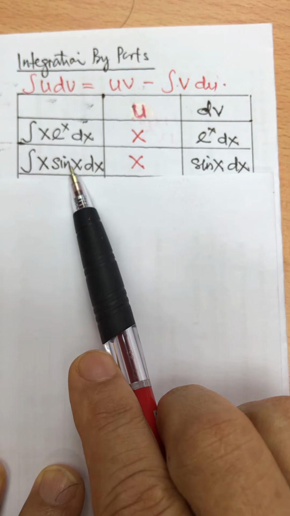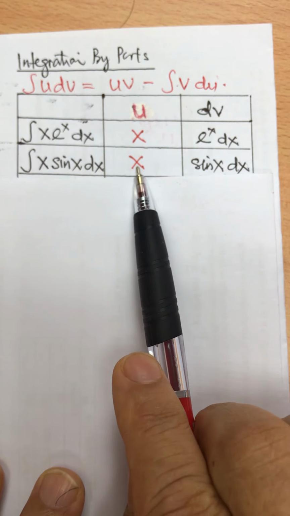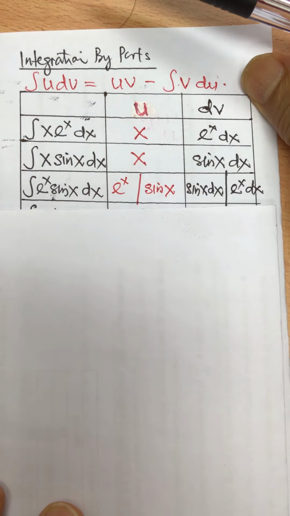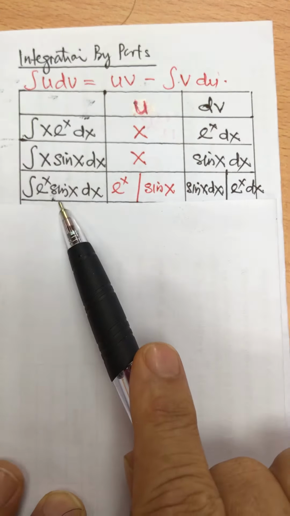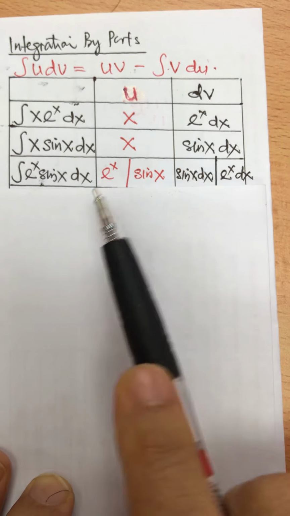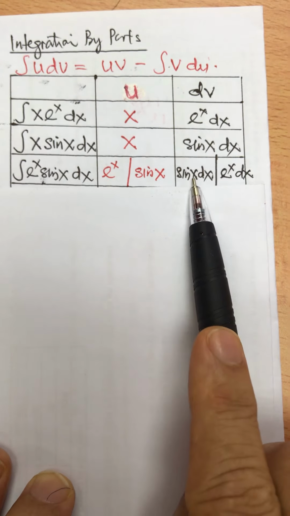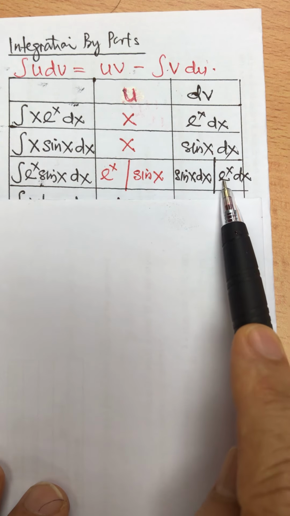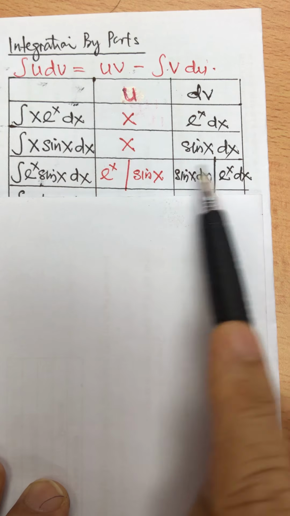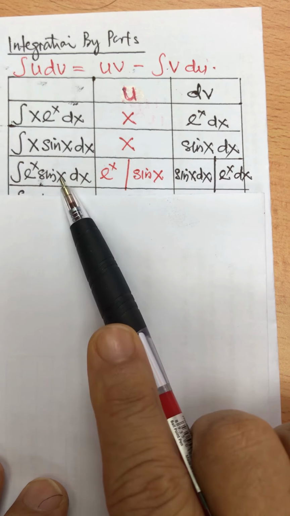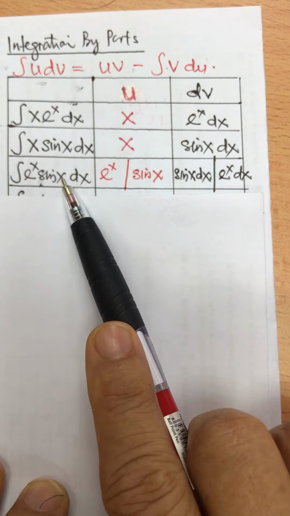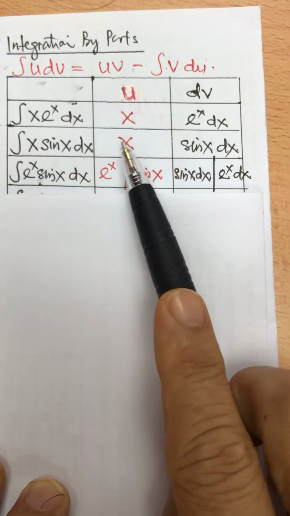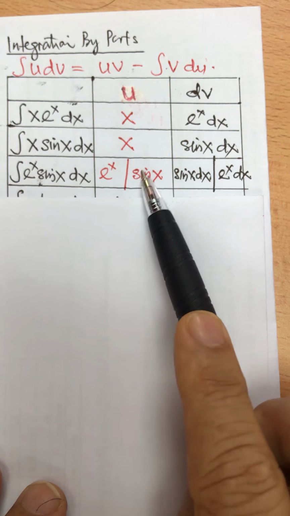Algebraic and trigonometry, so the u is always the algebraic. Then after that we have exponential and trigonometry. This one is free. If you choose this one to be the u, then this one is the dv. If you choose the trigonometry to be the u, then your dv will be this one. So this one is up to you to choose which one you want. And the exponential and trigonometry actually usually involve two times. You have to use the integration by parts formula twice.